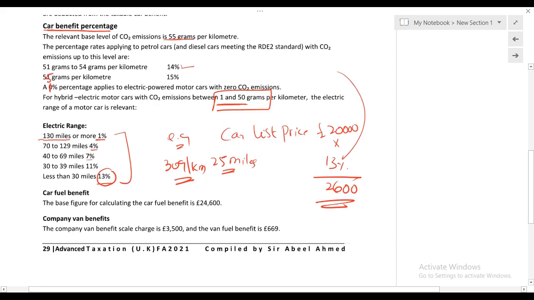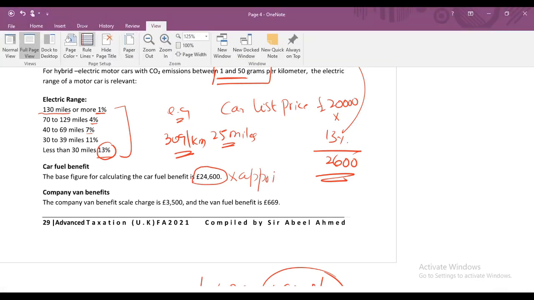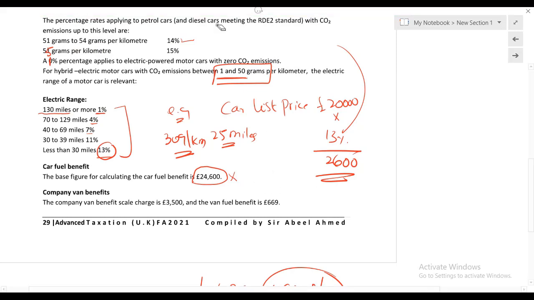Sometimes what happens, your examiner says we have given a car for private use, and the company also gives fuel for private use. Fuel benefit is fixed, which is 24,600, and you need to multiply this 24,600 by the appropriate percentage, which is the CO2 percentage. How do we calculate the CO2 percentage? Just wait for a minute, then I'm going to show you the calculation. So if an employee is given a car as well as fuel benefit, how do we calculate the fuel benefit? This 24,600 amount is fixed, which will be given to you in the exam. Just multiply that 24,600 with the CO2 percentage.